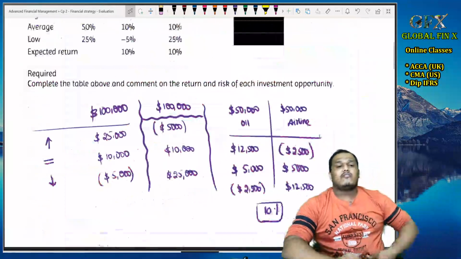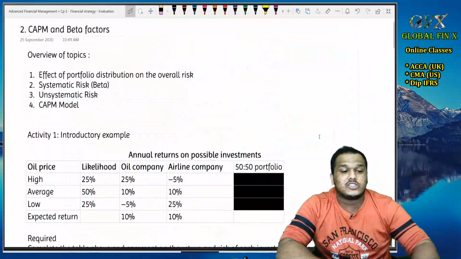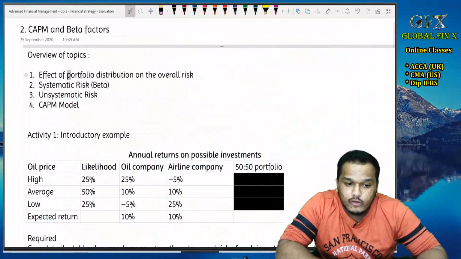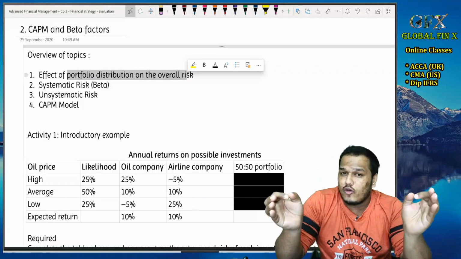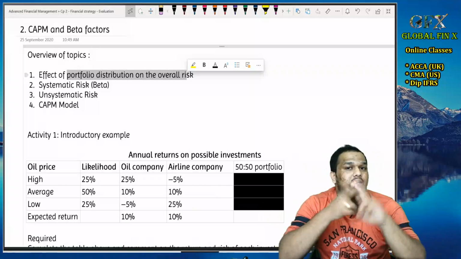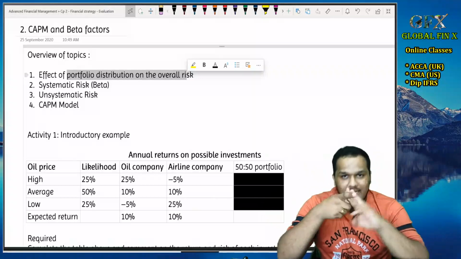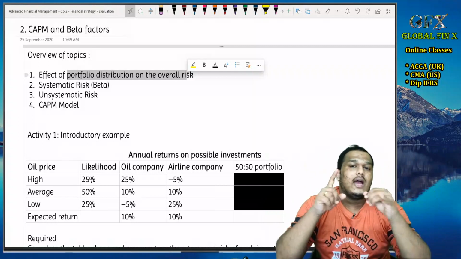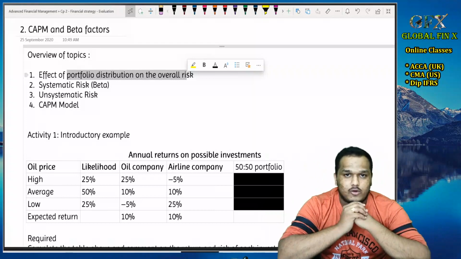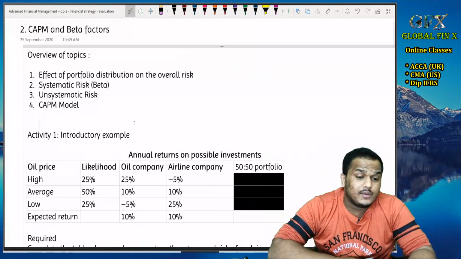So that, my dear friends, is the entire discussion about how portfolio distribution and diversification can reduce your overall risk. First, we discussed risk, beta, systematic risk, and unsystematic risk, the CAPM model, and we also solved some sums using the CAPM model. So with that, I'll wind up this lecture.